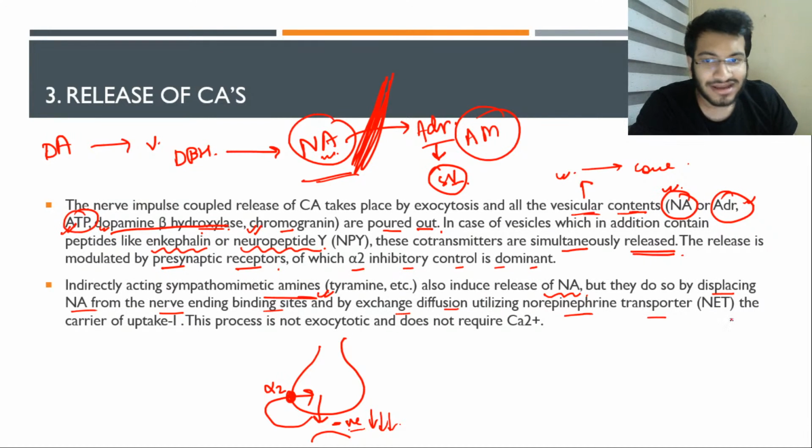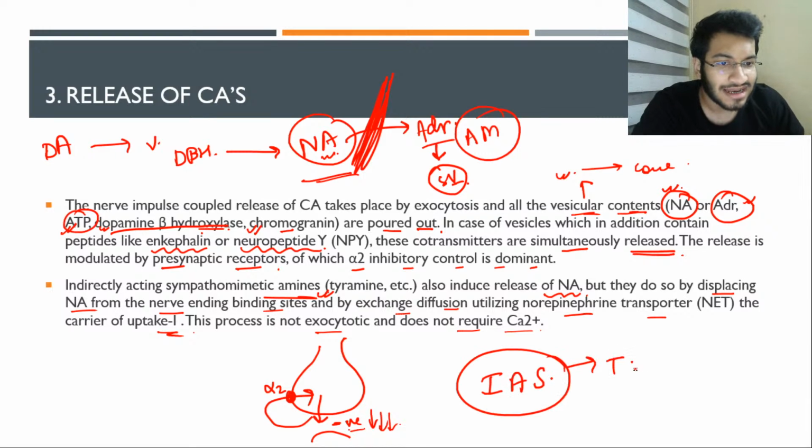Utilizing the norepinephrine transporter, the carrier uptake one. This process is not exocytotic and does not require calcium. So, what it is saying is that there are indirectly acting sympathomimetic amines, that is tyramine and amphetamine. Right. So there are two types of the indirect acting amines. One is tyramine, second is amphetamine. Right.